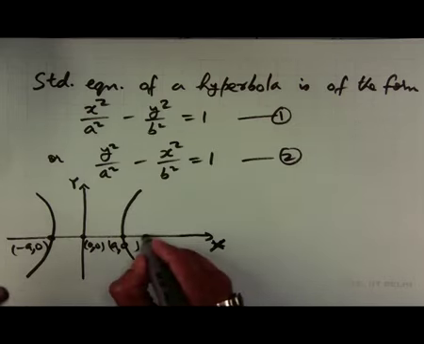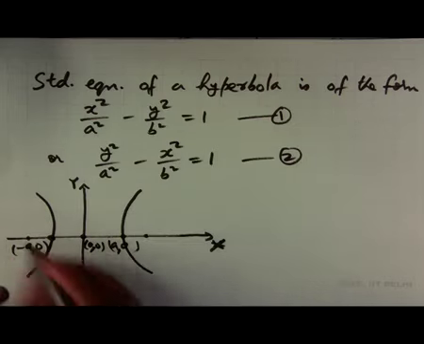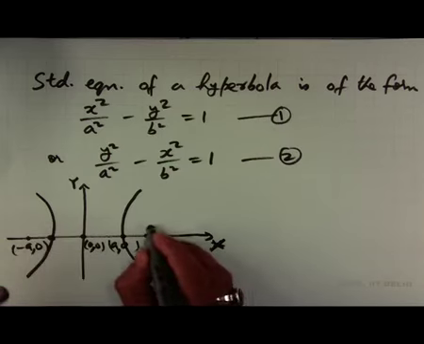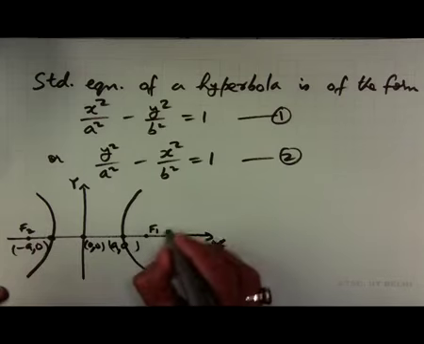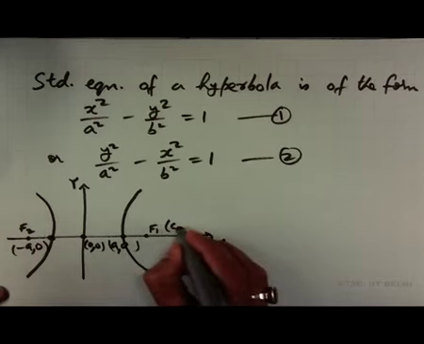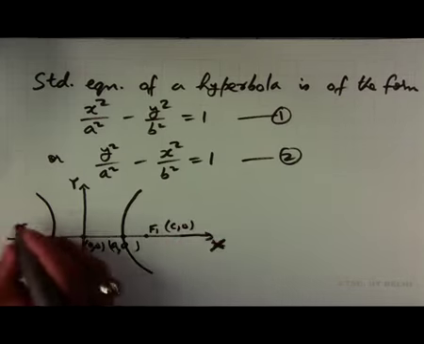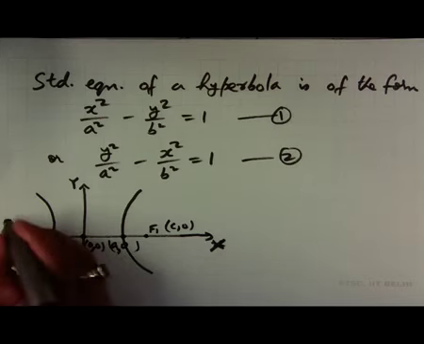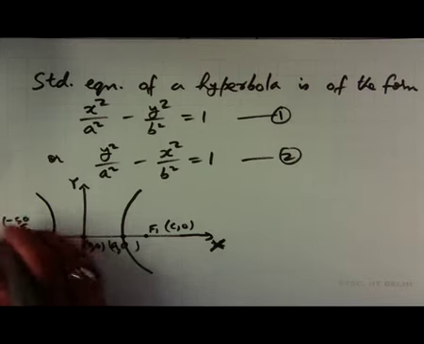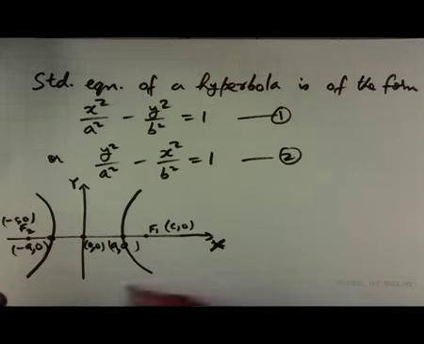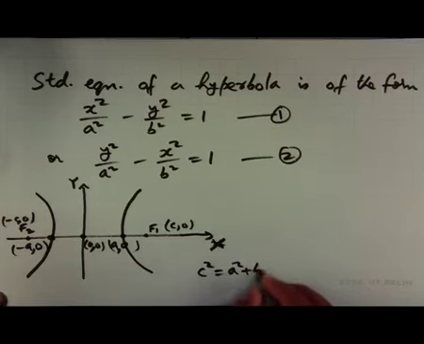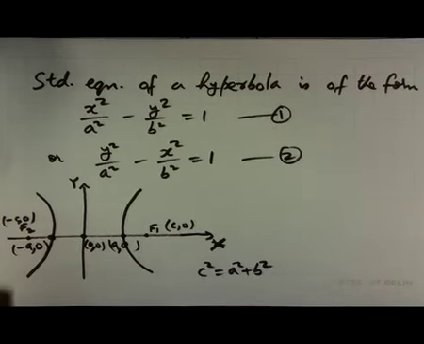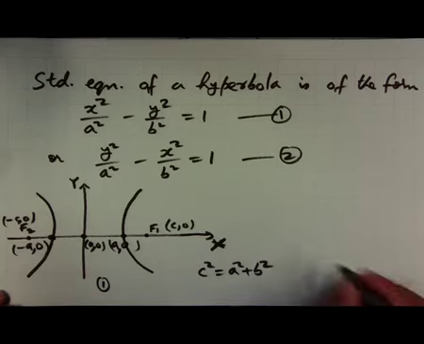And the foci, there are two foci. So, let us call them F1 and F2. These have coordinates c comma 0 and minus c comma 0, where c square is equal to a square plus b square. This is the first one, and then the second form.